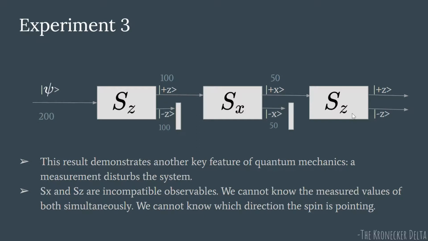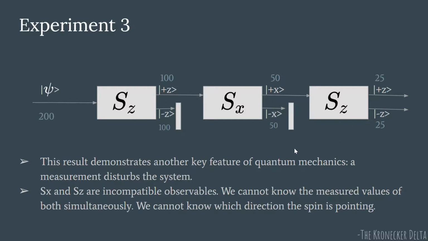But quantum mechanically, what we observe here is that we get 25 atoms pointing up in the Z direction and 25 atoms down in the Z direction. Earlier we had blocked all the atoms which were pointing downwards in the Z direction, but we somehow end up getting some atoms pointing down in the Z direction. So now we need to understand why this is happening.